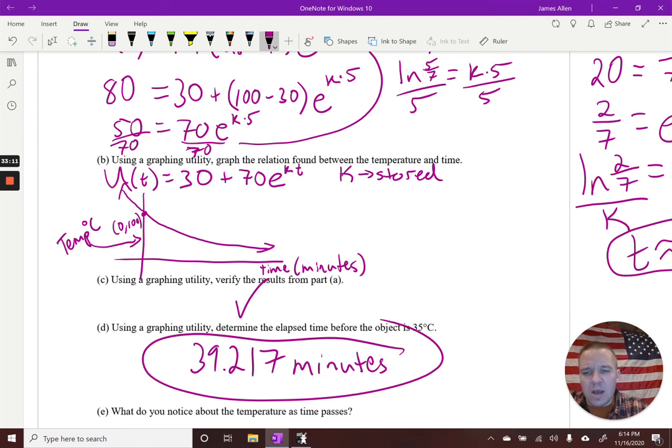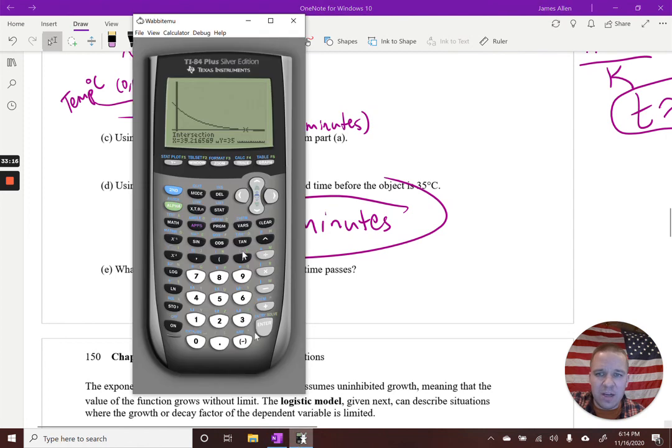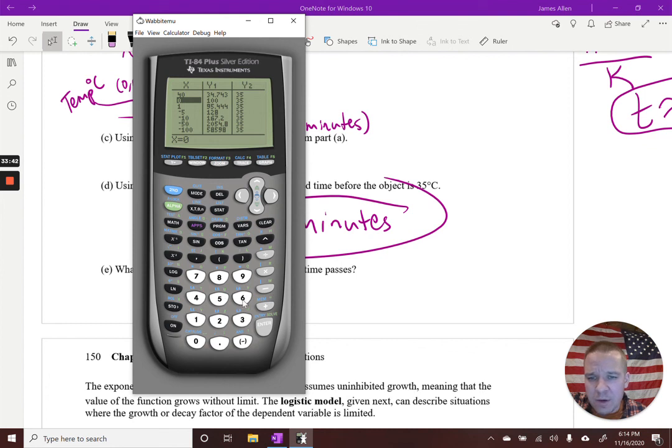All right. So I already alluded to this a little bit, but what do you notice about the temperature as time passes? Well, if I look at my graph, if I were to go to a table, I think I have it set to ask. Second table set, ask, okay. So I did already have that. Now, as my numbers get larger and larger, let's say I go 60 minutes out. And again, I'm looking at that Y1 column because the other one's just the 35. Okay, it's getting smaller yet.